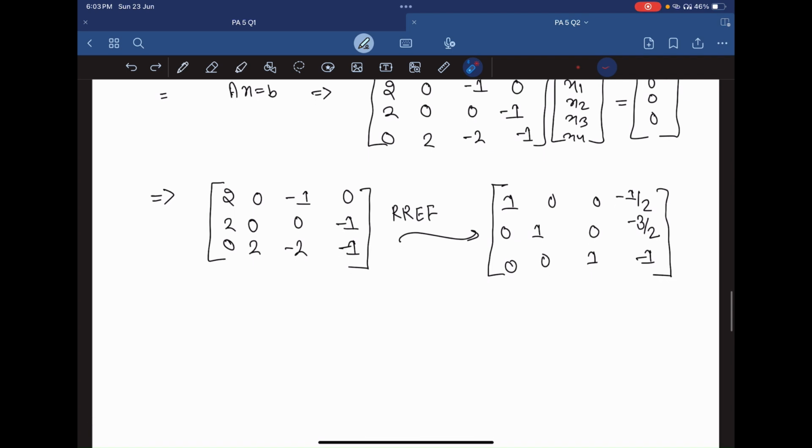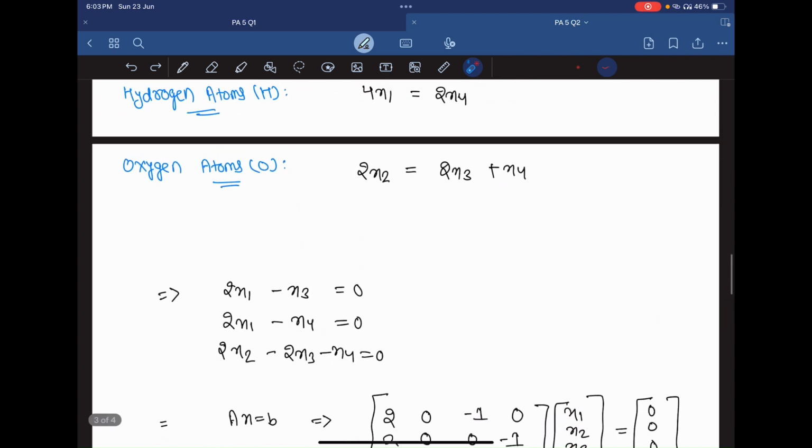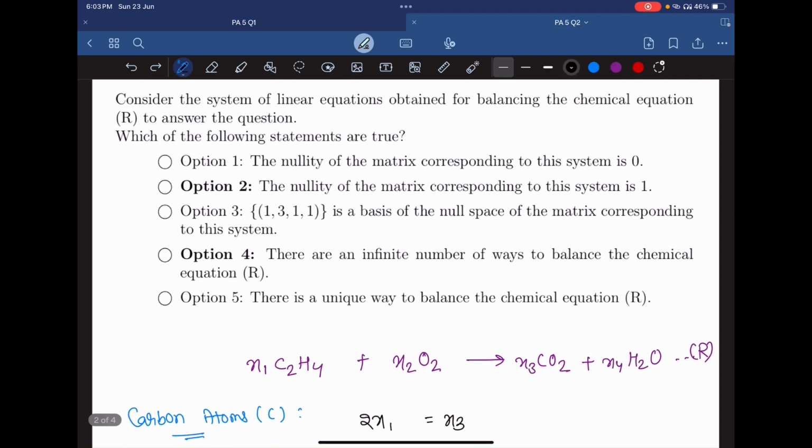So this is the reduced echelon form for the matrix A, and as you can see, it has three pivot elements. So the rank of the matrix would be 3, and that's one independent variable, as it is a 3 cross 4 matrix, so the nullity would be 1, and also we have one independent variable. So from that also we can say that nullity of the matrix would be 1. So option 2 is correct, as it says nullity would be 1, while option 1 is wrong, as it says nullity to be 0.